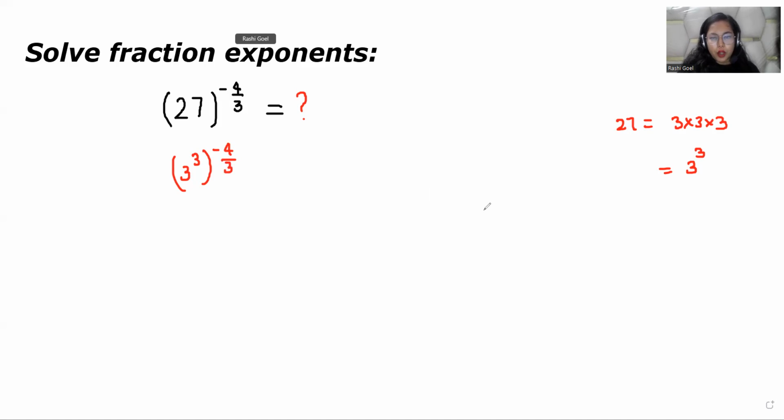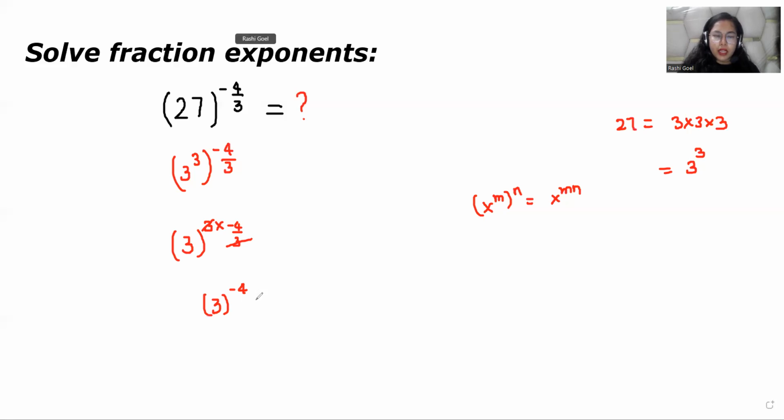Now we have a property of exponents that x power m, whole power n, is equal to x power mn. So I'm going to apply this property. So 3 power 3 times minus 4 by 3. So we eliminate 3 by 3. So what is left? 3 power minus 4.